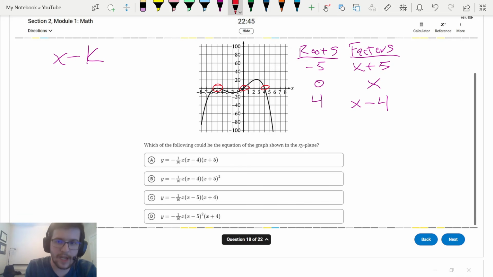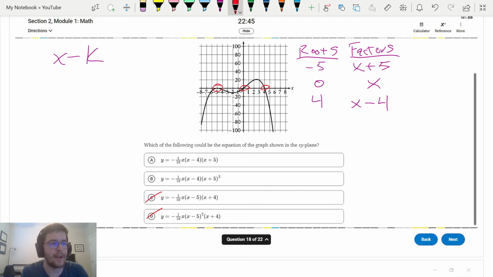So right away, without hesitation, C and D are wrong. See how they have the wrong factors? They have x minus 5 and x plus 4. Those are wrong. The lead coefficients are all negative because it's facing down. Okay. Can't do anything with that.